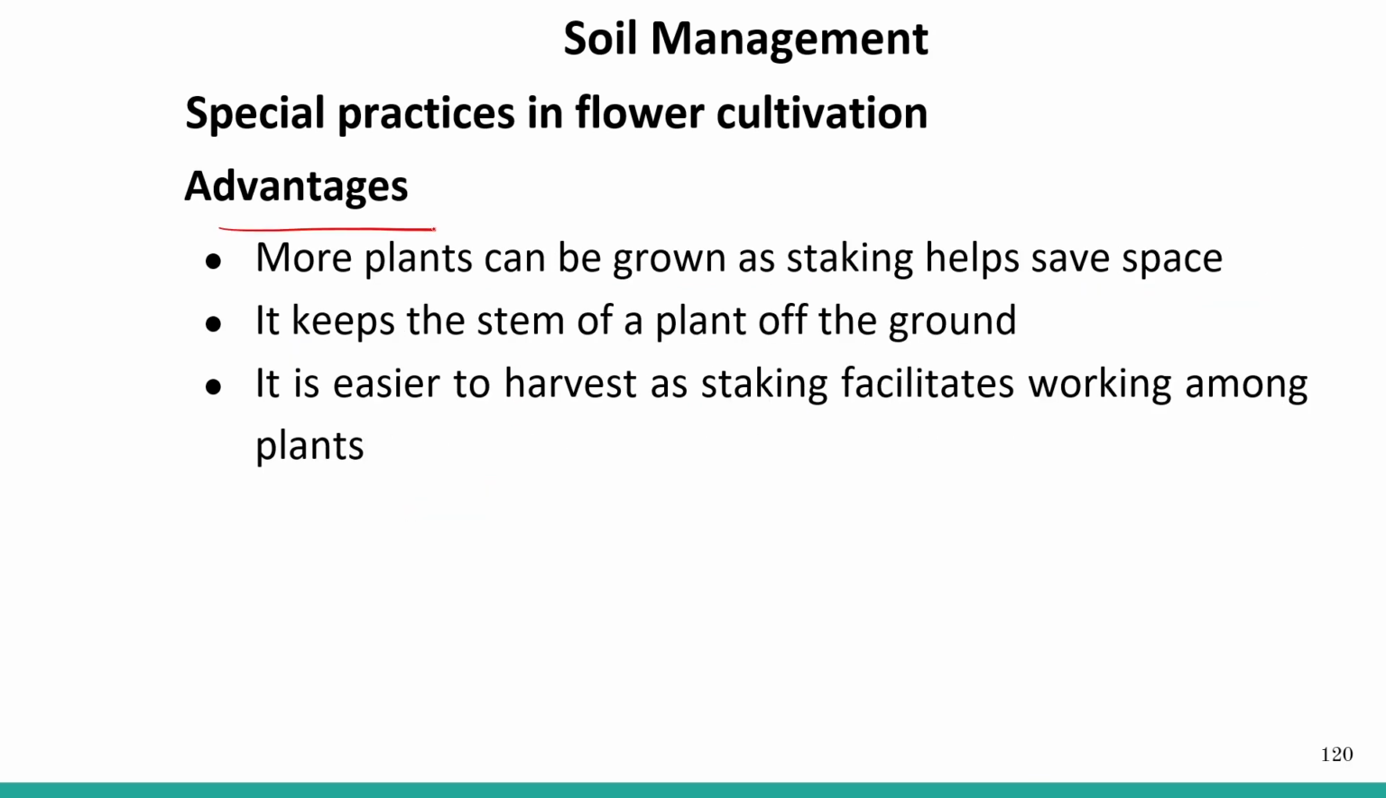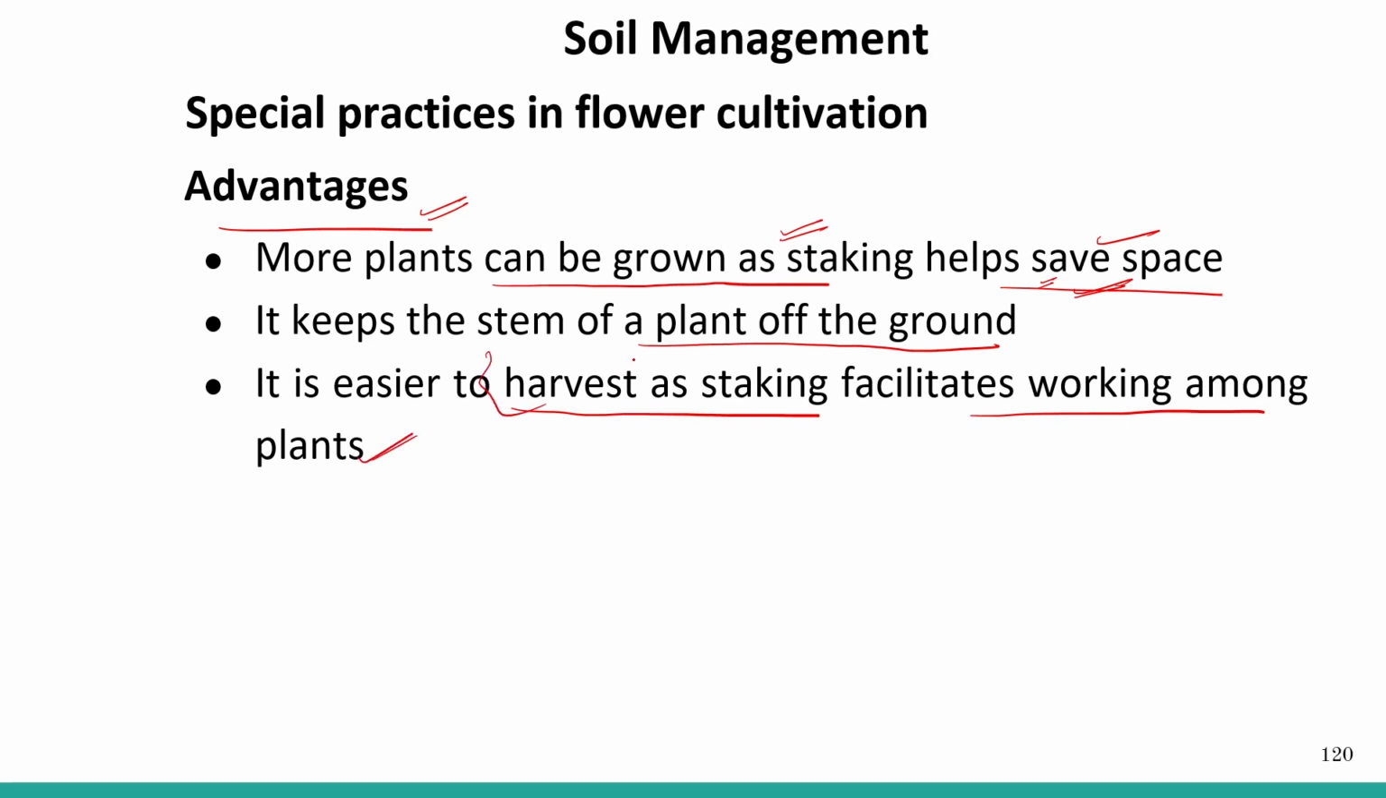Now, what are the advantages of this staking? More plants can be grown as staking helps save space. So it helps in providing space, and it saves space also. It keeps the stem of the plant off the ground. It keeps the plant erect so that it gets proper sunlight and proper aeration. It is easier to harvest as staking facilitates working among the plants. So it also helps in harvesting fruits and flowers.